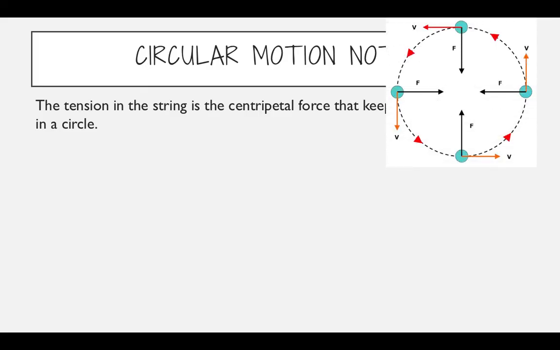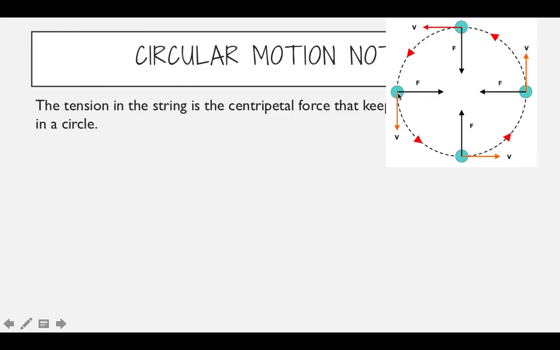So here's a diagram of what's going on. The object at any given point, for example right here, has a velocity that's pointed tangent to the circle. So it's moving this way. If we were to cut the cord or the string or whatever's spinning the object and just let it go freely, it's going to continue moving in the direction that it had the velocity at that moment.